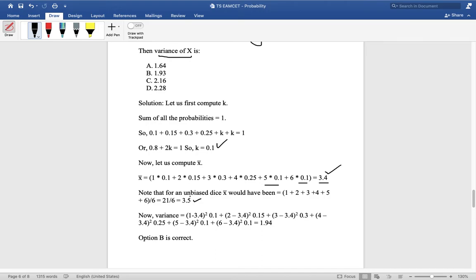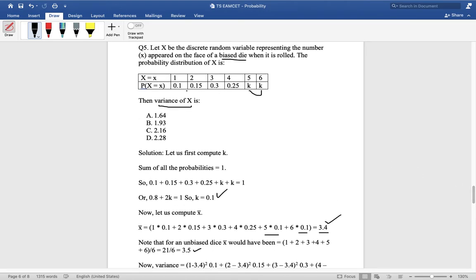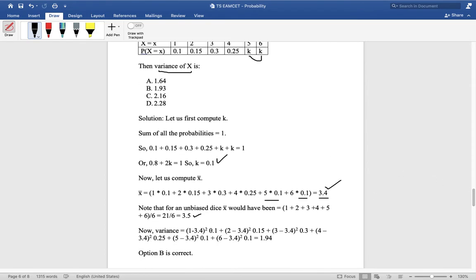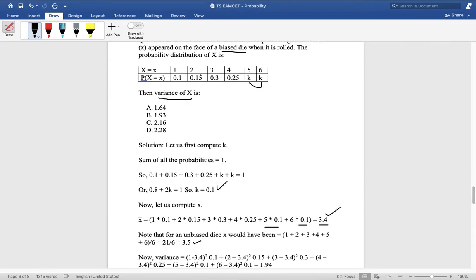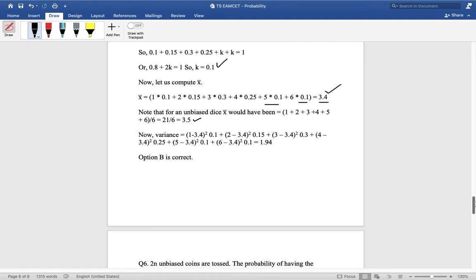Variance is the value of x minus the mean x bar, whole squared, times the probability. So 1 minus 3.4 square into 0.1 plus 2 minus 3.4 whole square, which is the mean, into the associated probability 0.15, then plus 3 minus 3.4 whole square into 0.3 plus 4 minus 3.4 whole square into 0.25 plus 5 minus 3.4 whole square into k, which is 0.1, plus 6 minus 3.4 whole square into k, which is 0.1, so it is 1.94. So option B is the correct option.